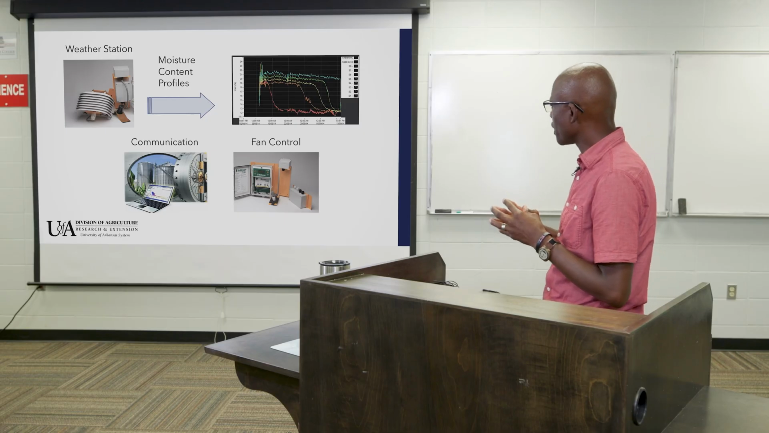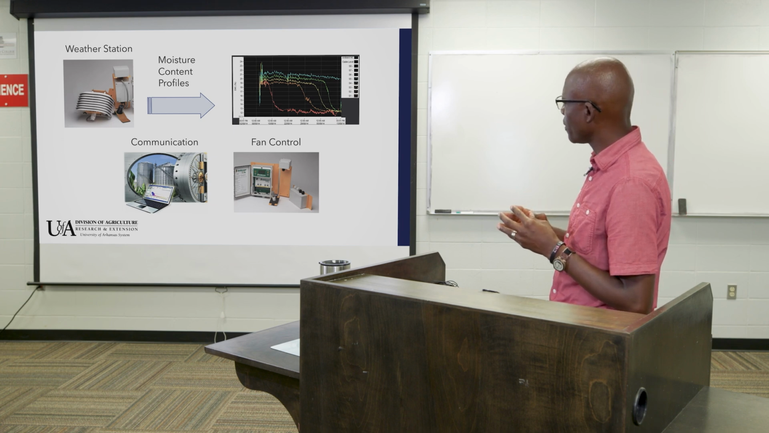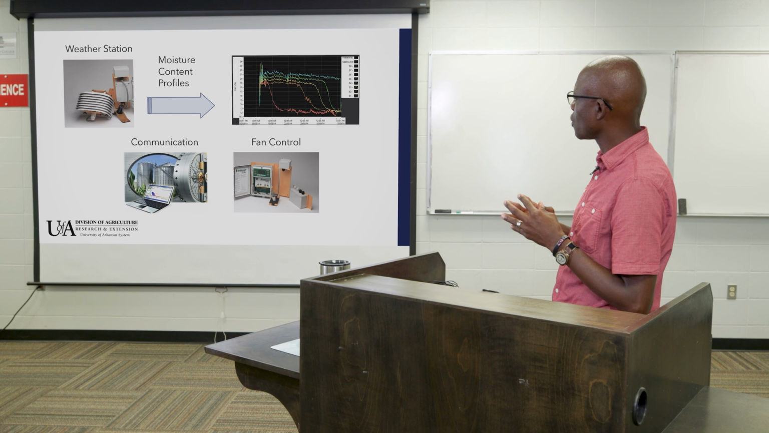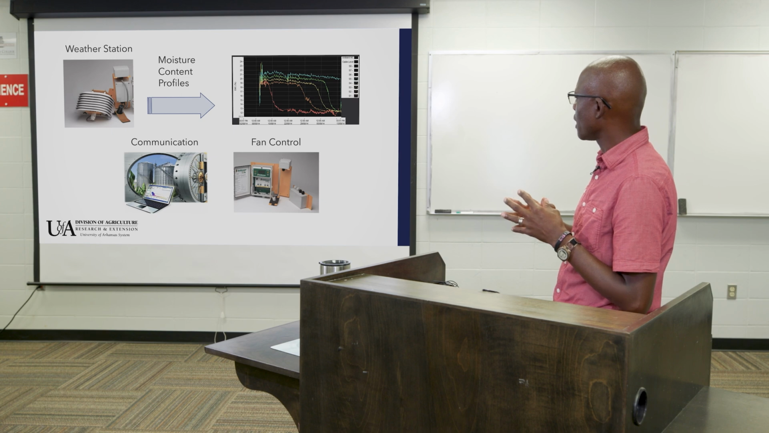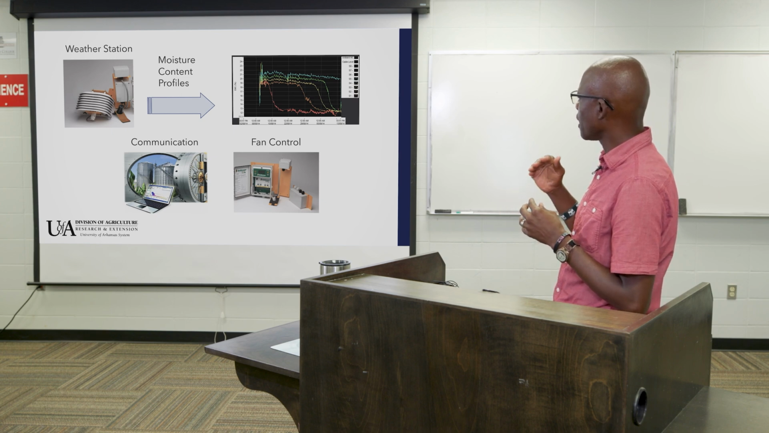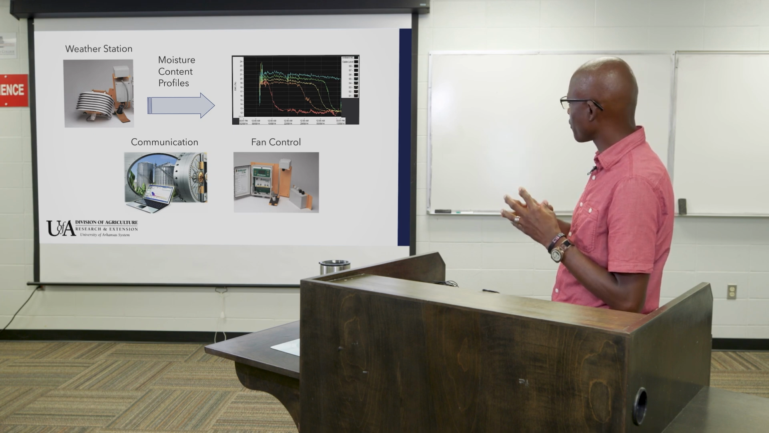The lowest profile there is giving you the node that is placed at the bottom of the bin. As you can see, because it is exposed to hot air fastest, that layer is going to dry the fastest. And eventually you are able to see profiles of the moisture content within the bin at different depths.